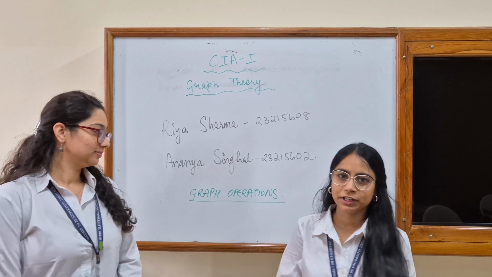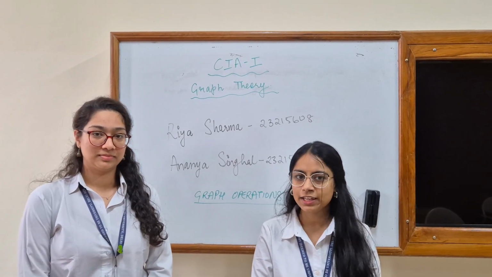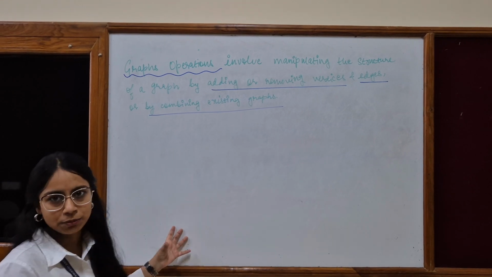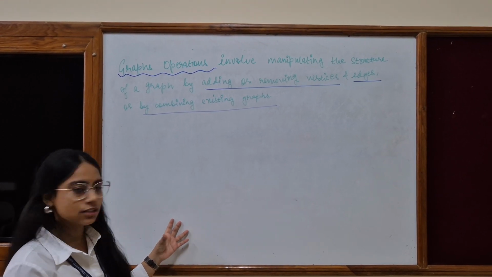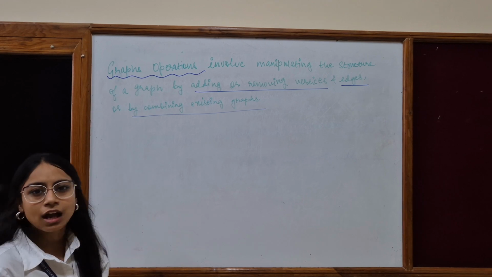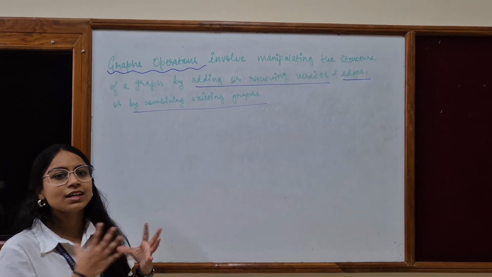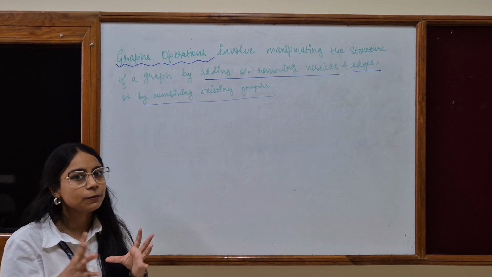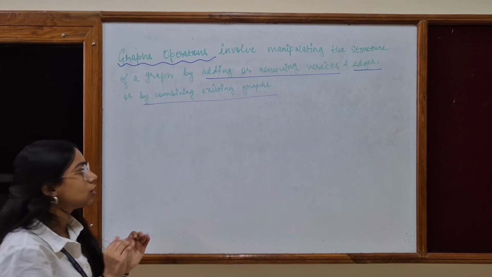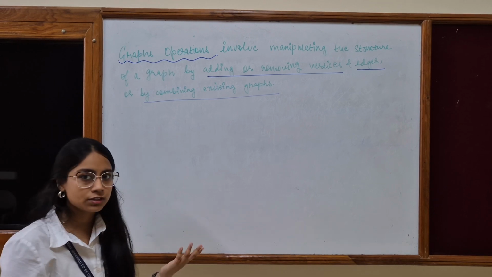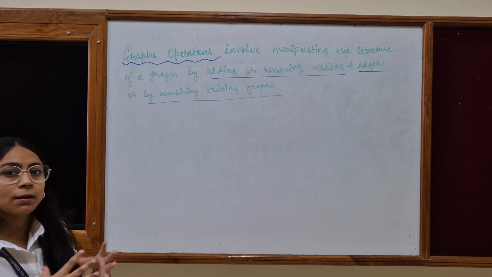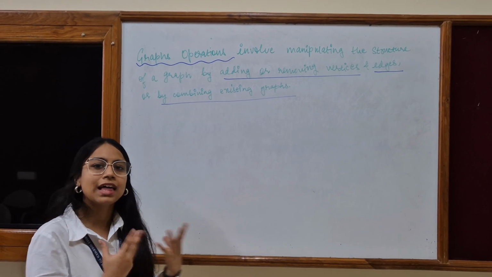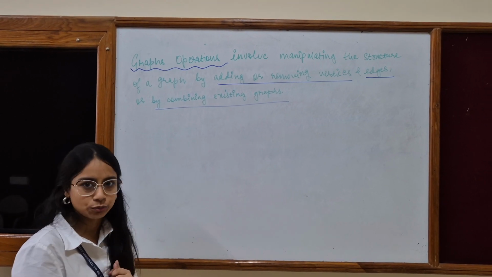Let's talk about graph operations, which is part of our CIA component. Before starting with the six operations we study in this video, we learn what graph operations are. Basically, graph operation involves manipulating the structure of a graph. A graph will be given, and we will manipulate its structure by adding or removing vertices and edges, or by combining existing graphs to form another graph. So that is what graph operations do.